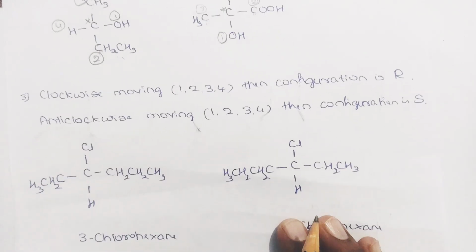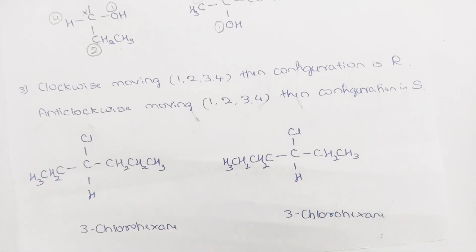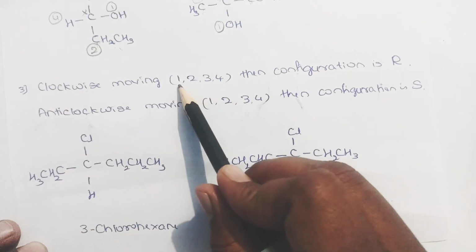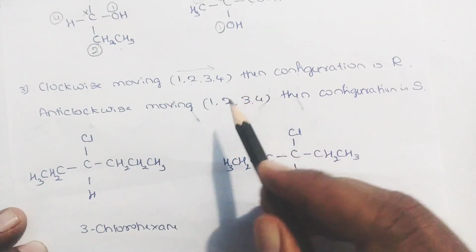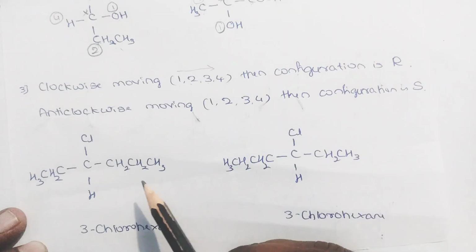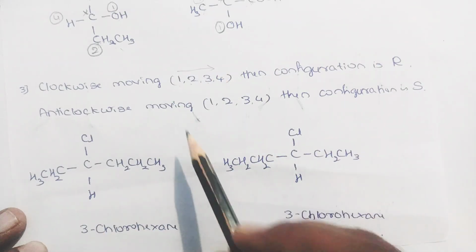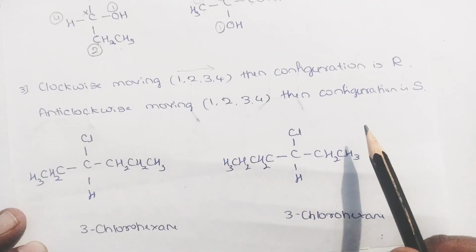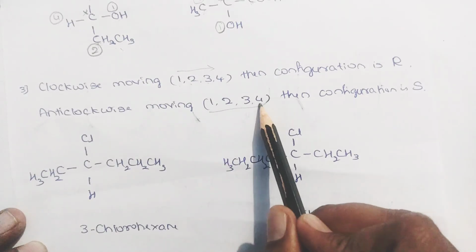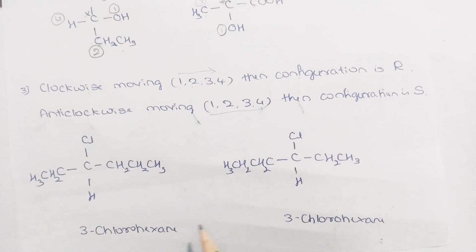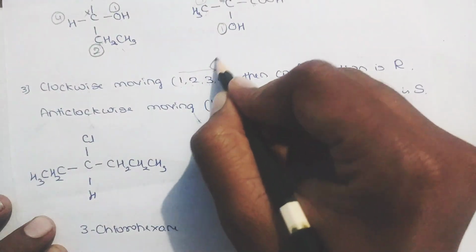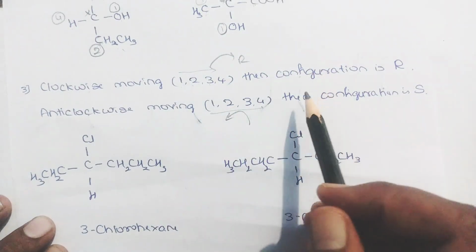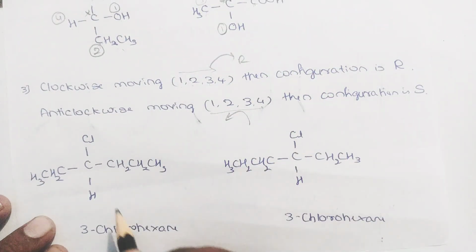Then the third step: after giving priorities, we have to move from 1 to 4, means 1, 2, 3, 4. If the movement of this 1, 2, 3, 4 is clockwise, then the configuration is R. If the movement of the 1, 2, 3, 4 priority groups is anti-clockwise, then it is S configuration. See, this is S configuration and this is R configuration. If it is clockwise, then it is R. If it is anti-clockwise, it is S.